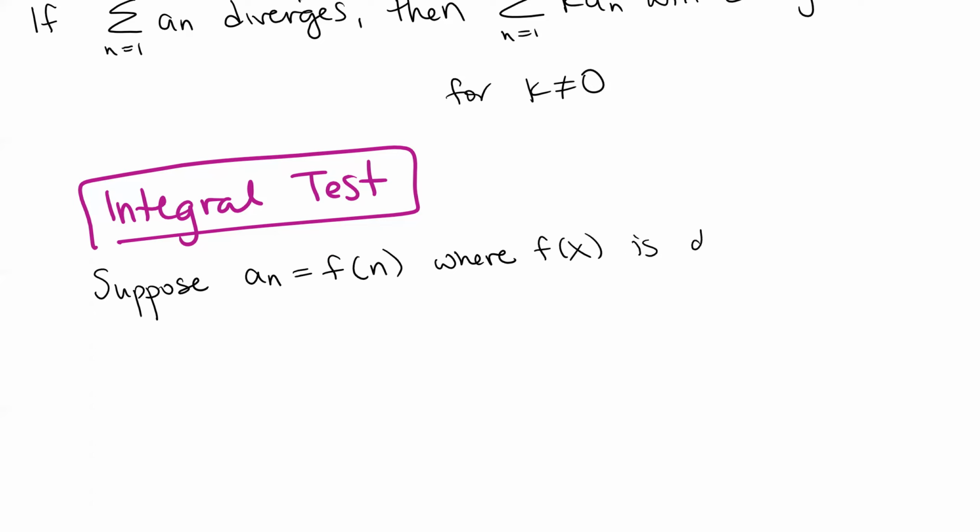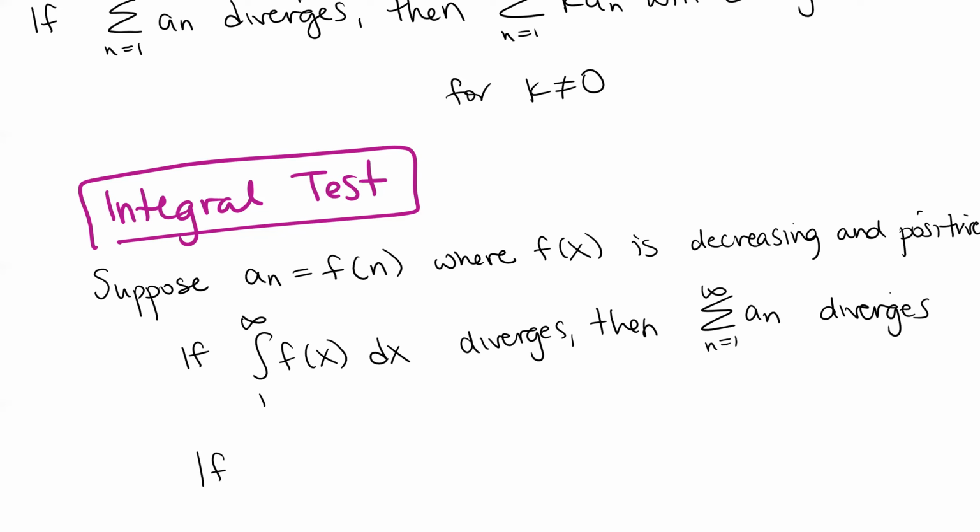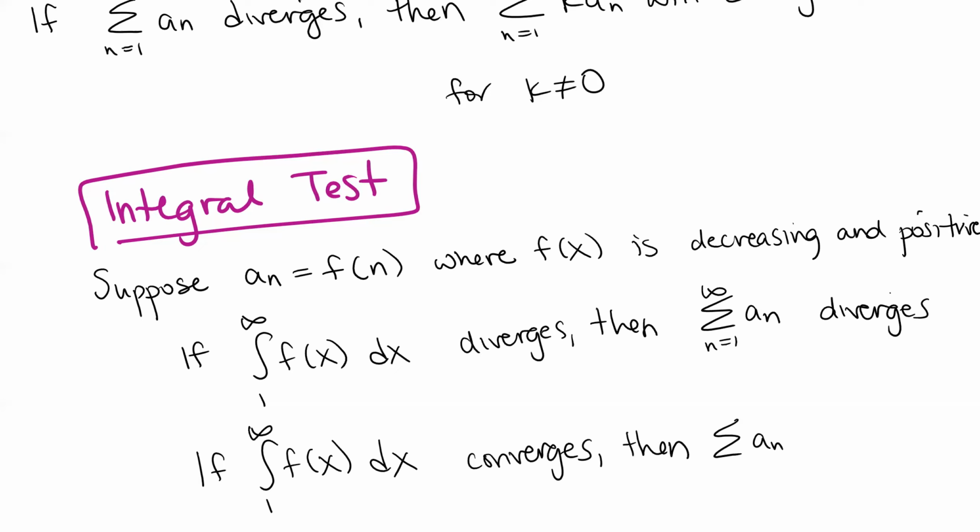And we need f of x to be decreasing and positive. All right, if the integral from 1 to infinity of f of x diverges, then that means that our series also diverges. On the other hand, if our integral converges, then that tells us that our infinite series converges.